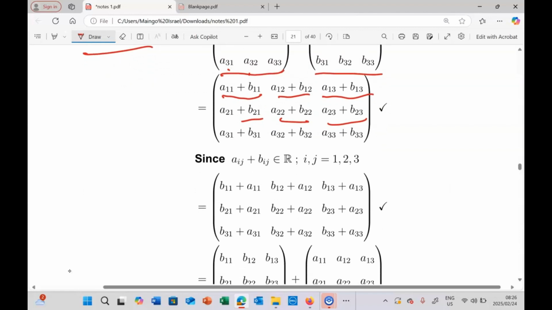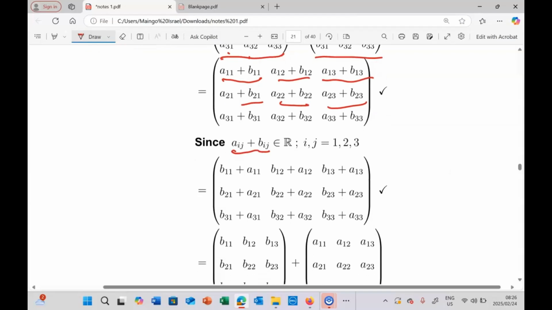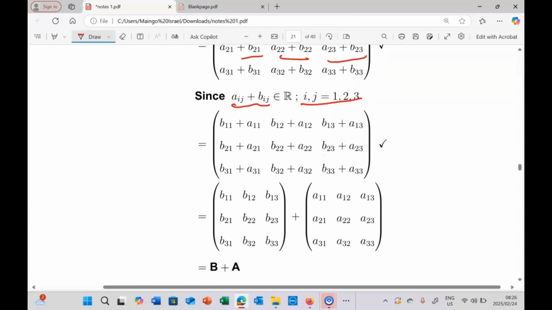So now, since these entries belong to the real numbers for i and j equals 1, 2, 3, it means we can commute real numbers. 2 plus 3 is the same as 3 plus 2, you know that. Even if they are like the square root of 5, the square root of 5 plus negative 3 is the same as negative 3 plus the square root of 5. So because they are real numbers, we can commute.